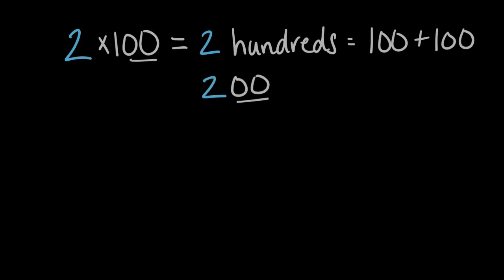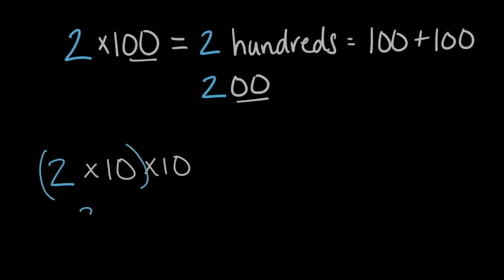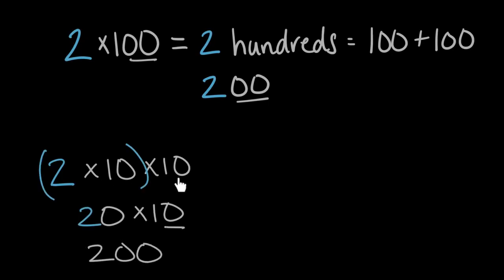Now we have 2 zeros on the end. Or another way to think about this is 2 times 100. Instead of saying times 100, we could say times 10 times 10. Because 10 times 10 is the same as 100. And 2 times 10, we know is a 2 with a 0 on the end, which is 20. And 20 times 10 then will be 20 with a 0 on the end. Because we multiplied by 10 twice, we added 2 zeros.